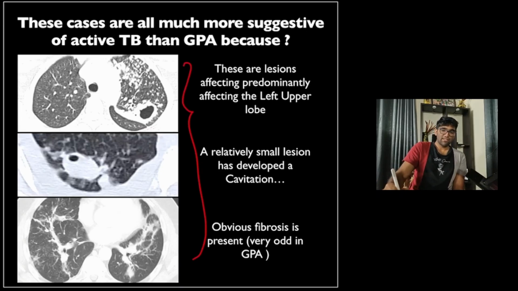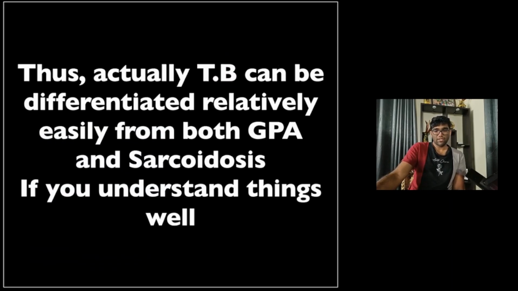If you find any of these three things, it is TB. There may be coexistence GPA, but there is definitely TB. Thus, actually, TB can be differentiated relatively easily from both GPA and sarcoidosis if you understand things reasonably well.